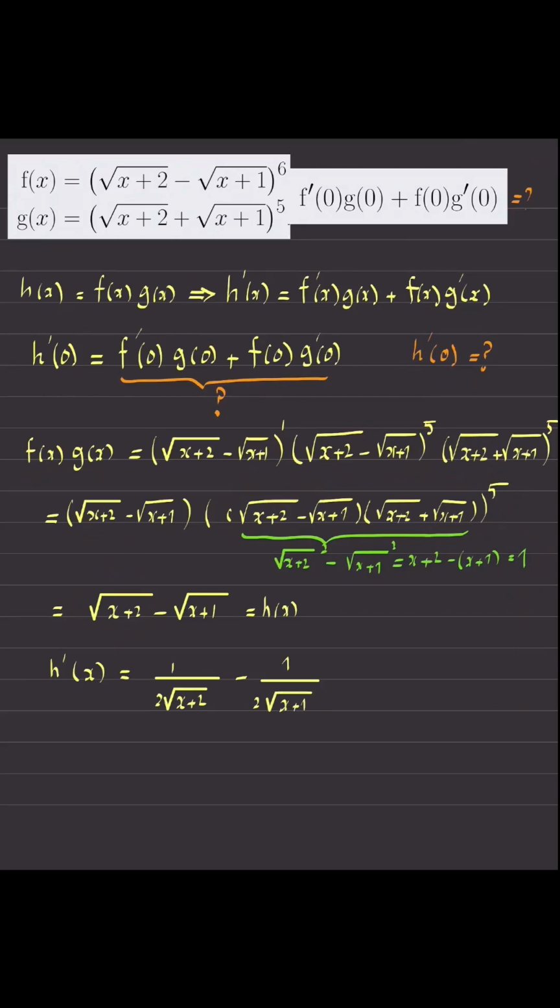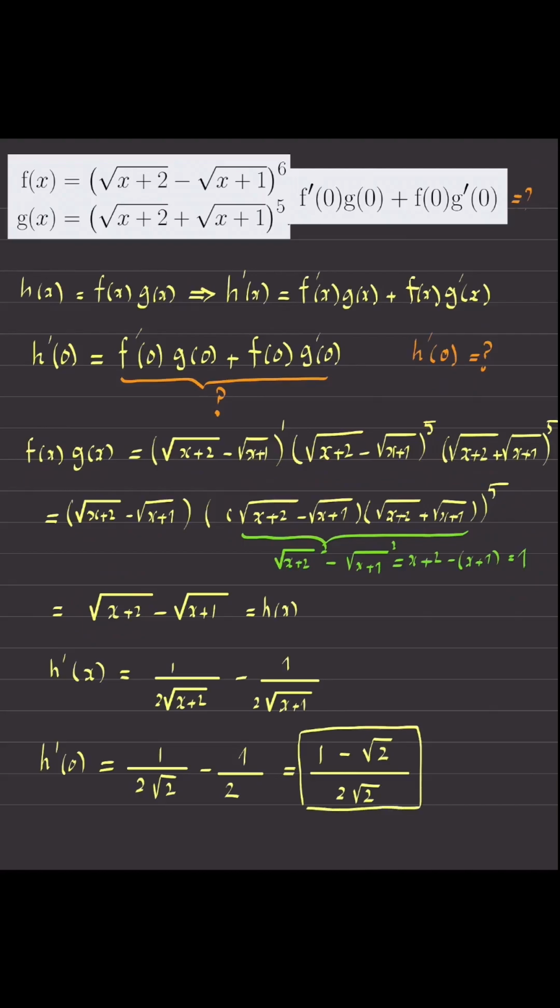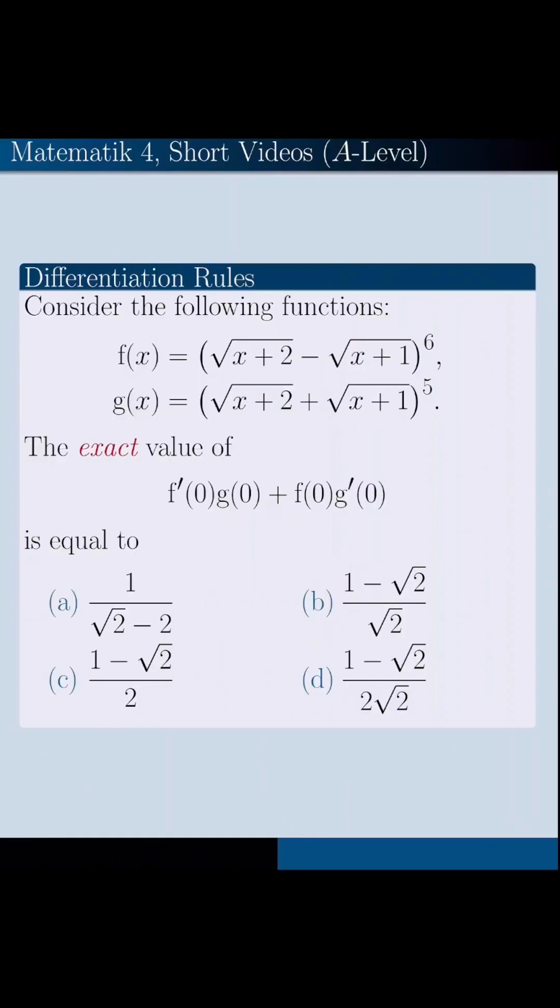So h prime of x is found, and now my goal is to calculate h prime of 0, which is my question mark. So it means that I replace x with 0. So this becomes 1 over 2 square root of 2 minus 1 over 2 square root of 1, which is 1 over 2. So that is the answer. But this answer in this form is not among the options, so I will take the common denominator. So the common denominator is 2 square root of 2. So the first one has no changes in it, but the second one should be multiplied by square root of 2. Yes? So if you take the common denominator, the answer will be this, which of course is the option D.